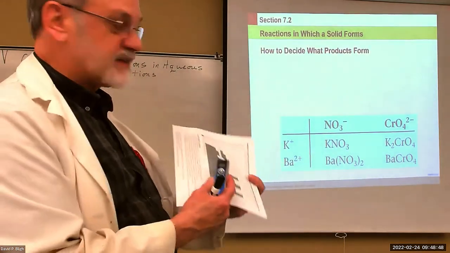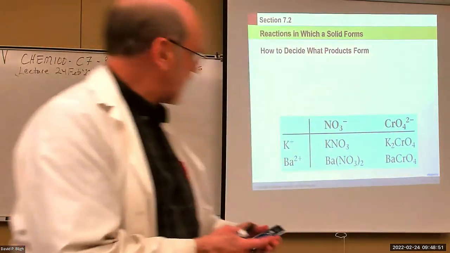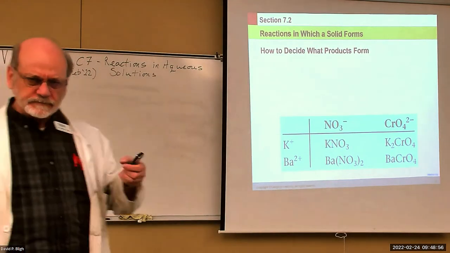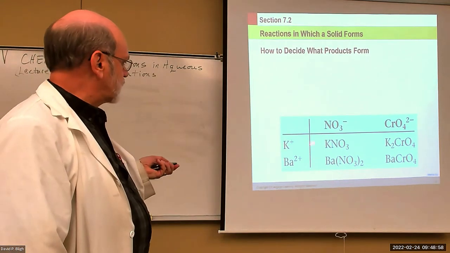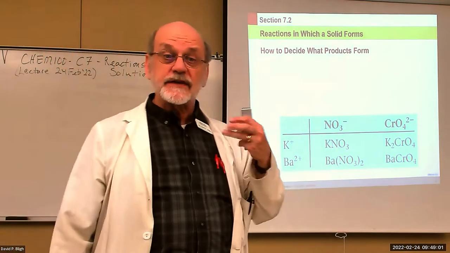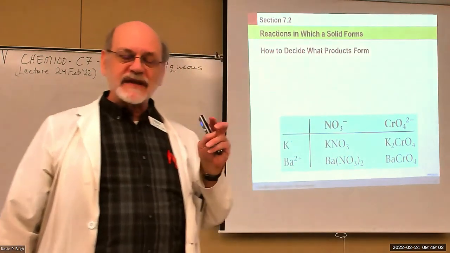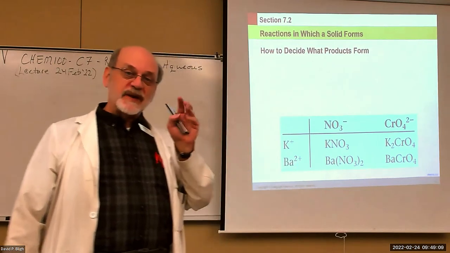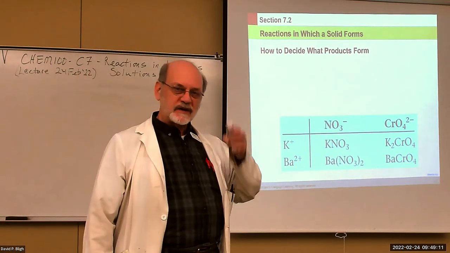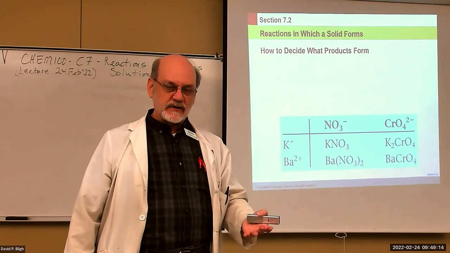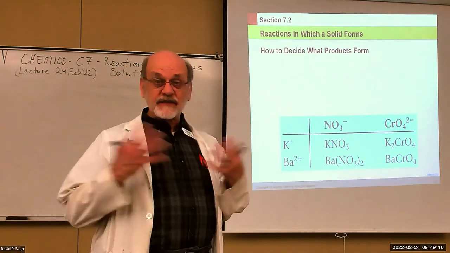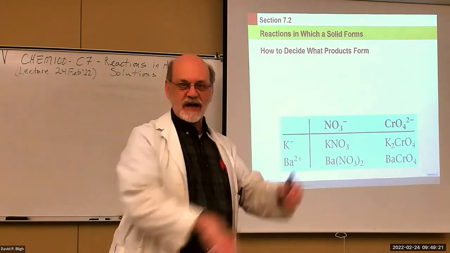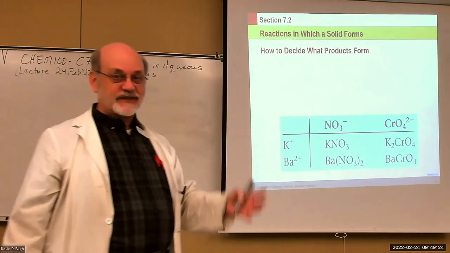If it's shaded, you get a precipitate. If you do that for the potassium and the nitrate, you find that potassium nitrate is soluble. That means that those ions are still independent. So they were independent going in, they're independent coming out. We call those spectators. I mean, they just sit there. They sit there in the reactant side, and they sit there in the product side. They don't do anything. They just sit there.